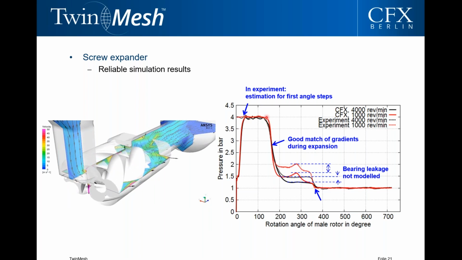So qualitatively, but also if you quantify the values, there are some deviations which you can explain. For example, in this case, the bearing leakage was not modeled, but overall, we could show that the approach is able to model what's happening in the machine very well.